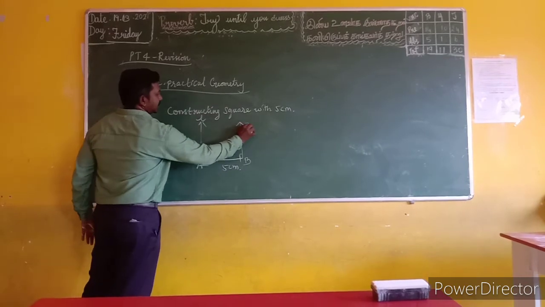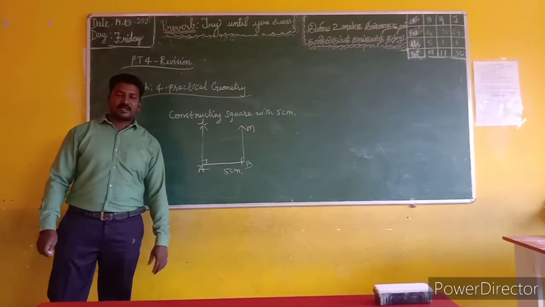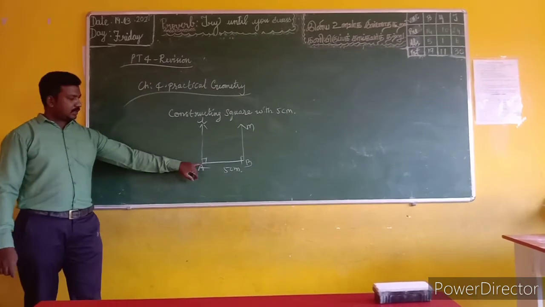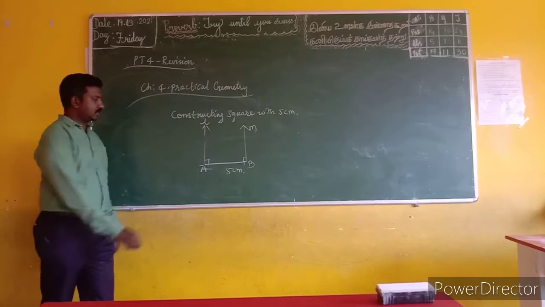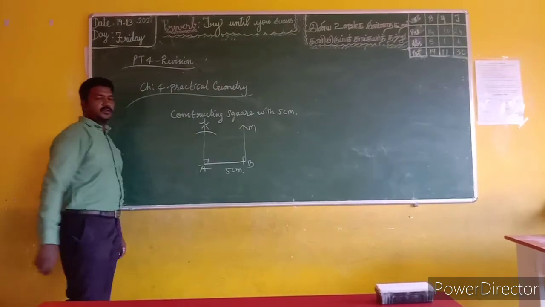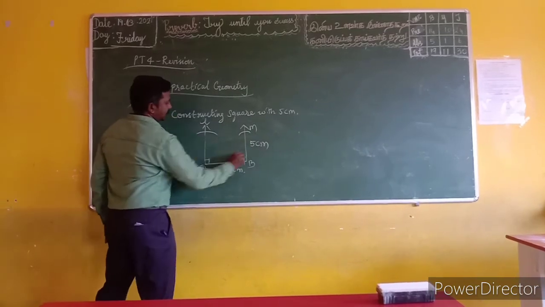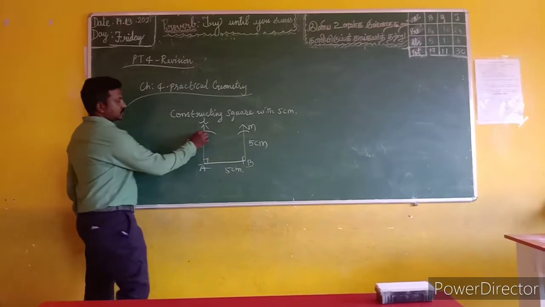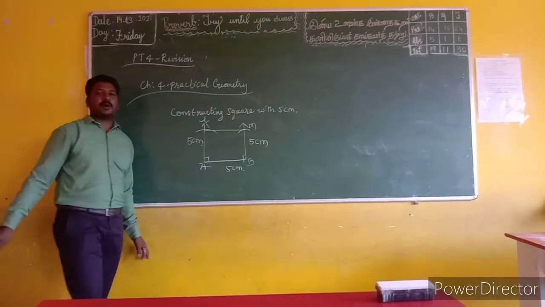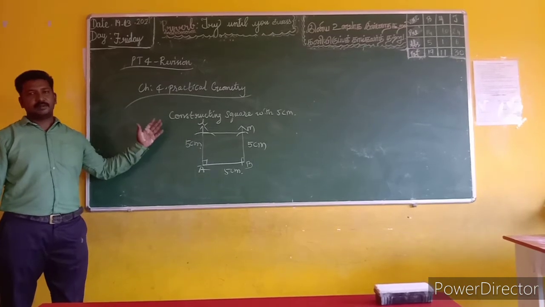The ray L, ray M. Then using the compass, you can measure 5 centimeter. At each point you can intersect the lines using the compass, with each 5 centimeter. Then you can join the intersecting points, which is the required quadrilateral, the square.